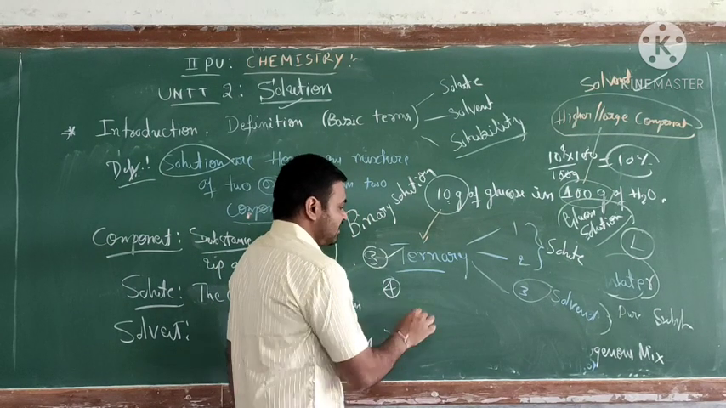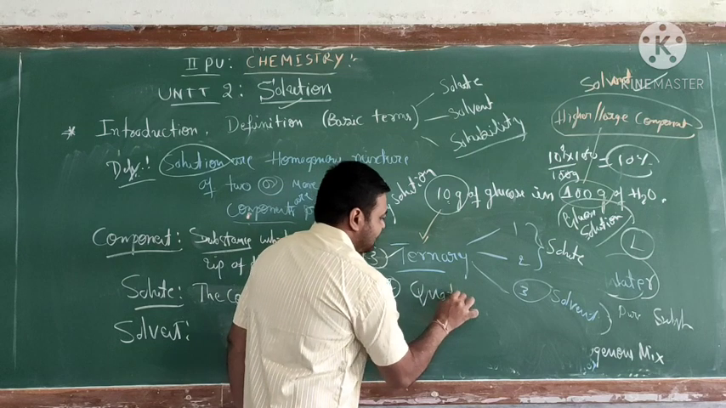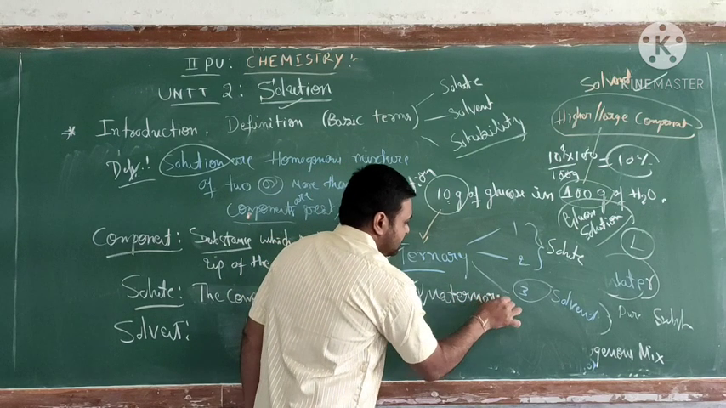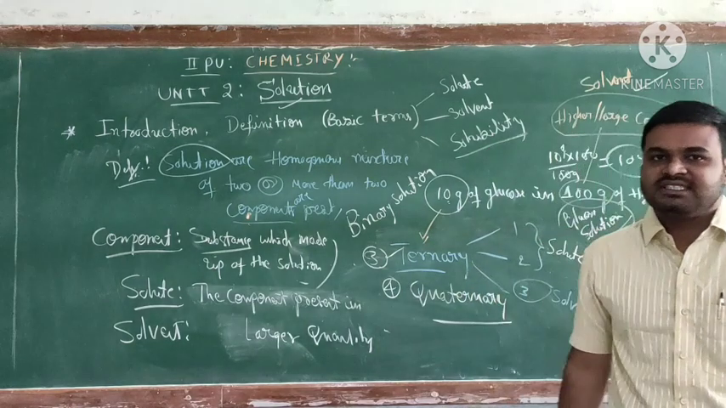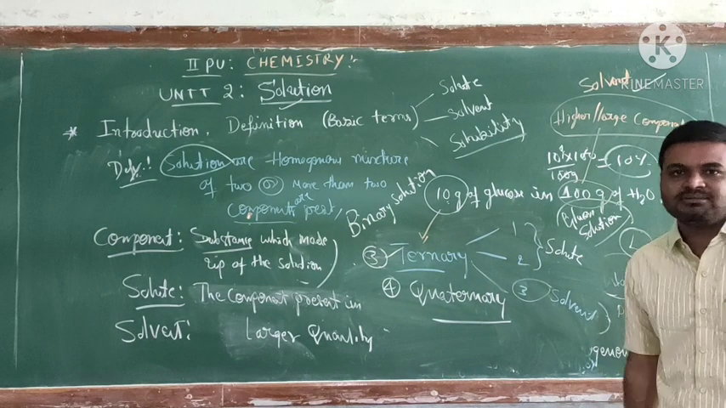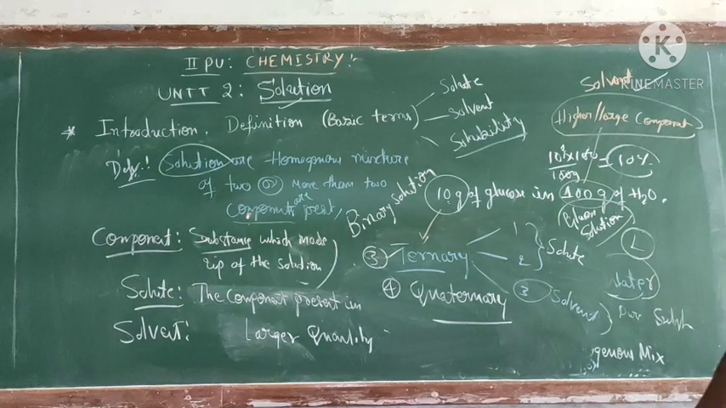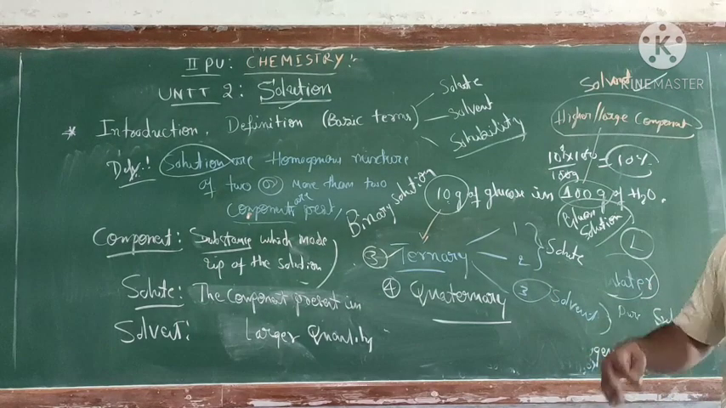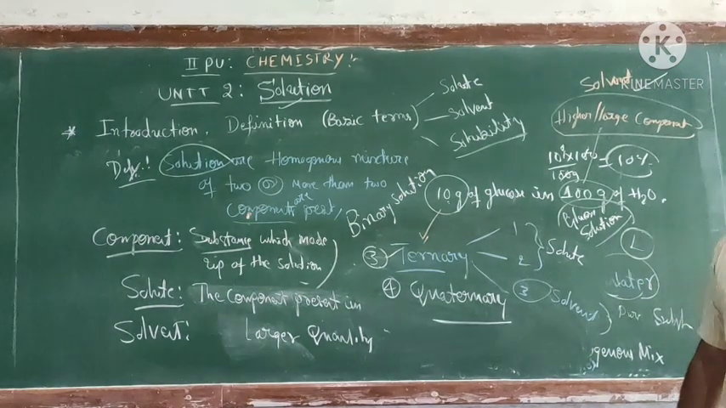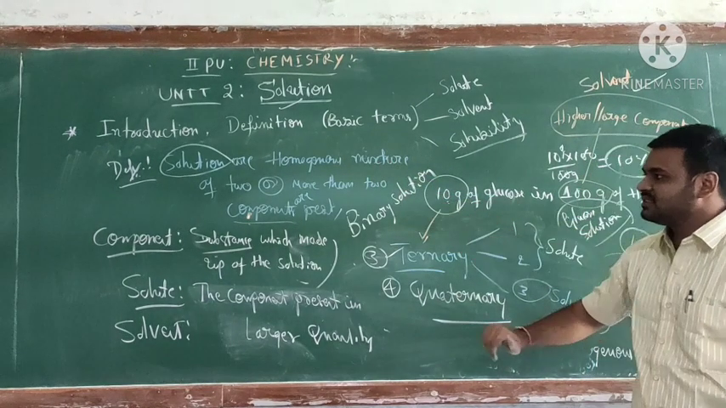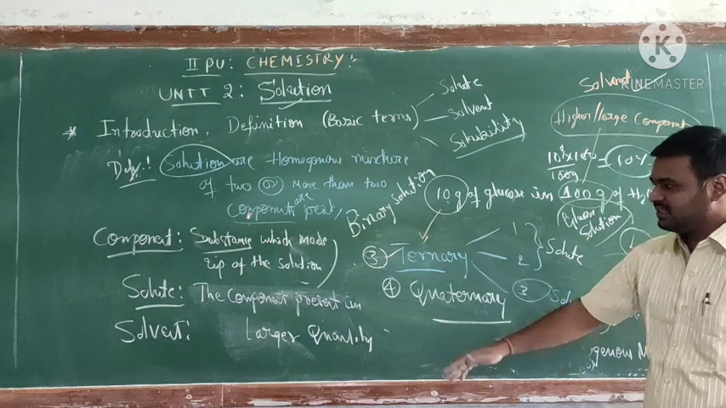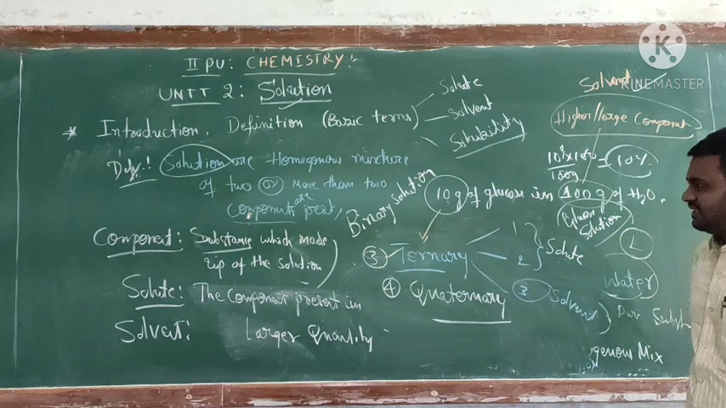If you take four, this is quaternary. One of the components is present in the larger quantity, that is called what? Solvent. The remaining ones are solute. Okay, students, this is about the definition of solutions, components, and solute and solvent.